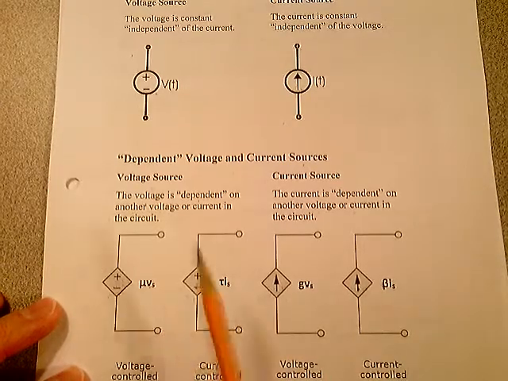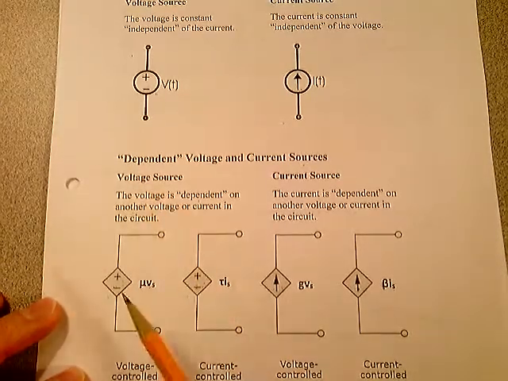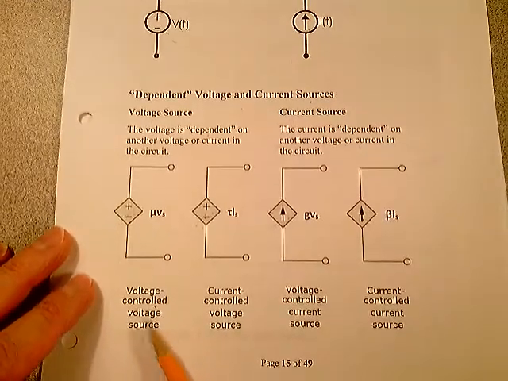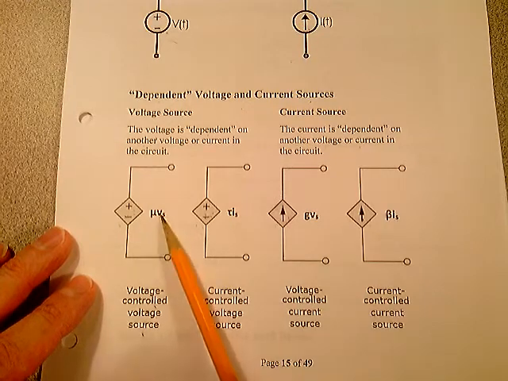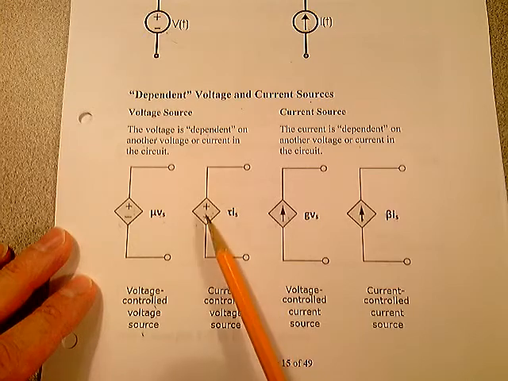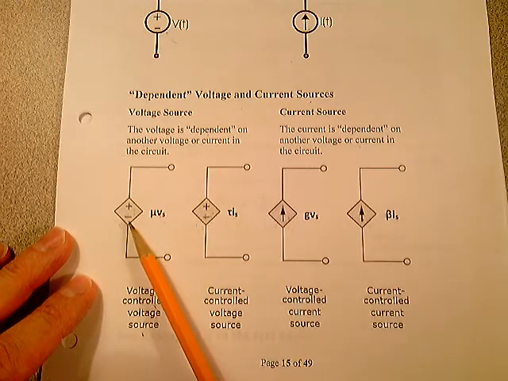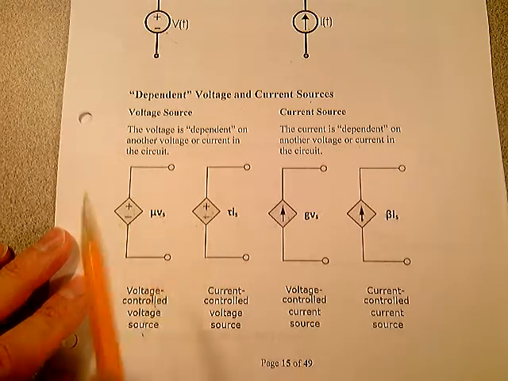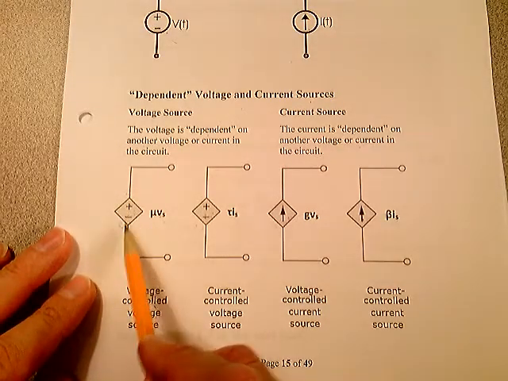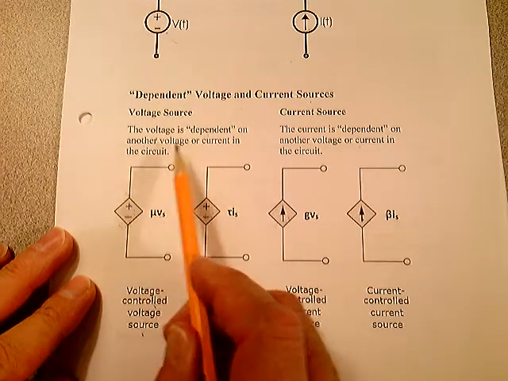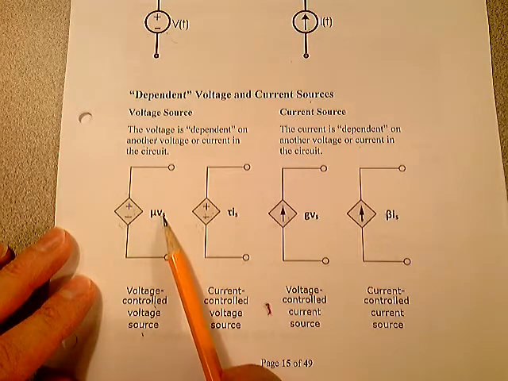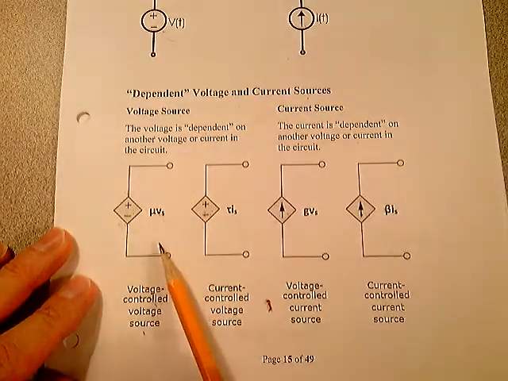Let's take a look at the two different types of dependent voltage sources. This first one is a voltage controlled voltage source. Notice it's a voltage controlled and it's a voltage source. This is a current controlled voltage source. In other words, the voltage at this point, whatever this voltage is right here across this element here, it's dependent on another voltage or current somewhere else in the circuit. Well, in this case, it's dependent upon Vs, which is somewhere out here in the circuit somewhere.